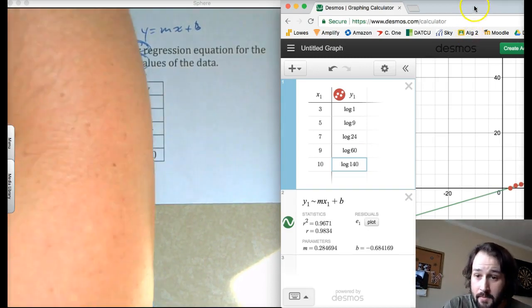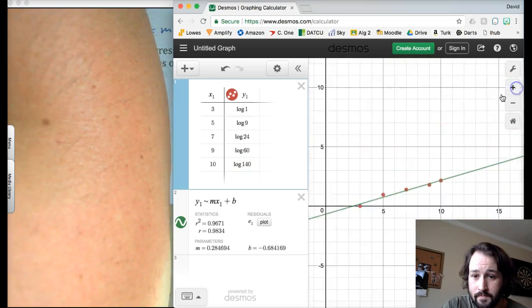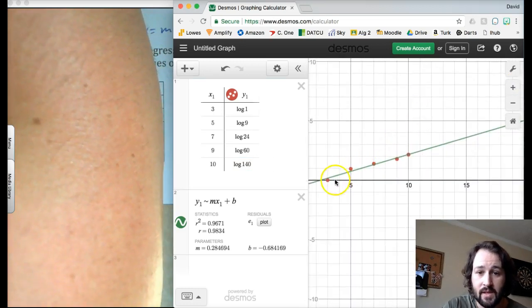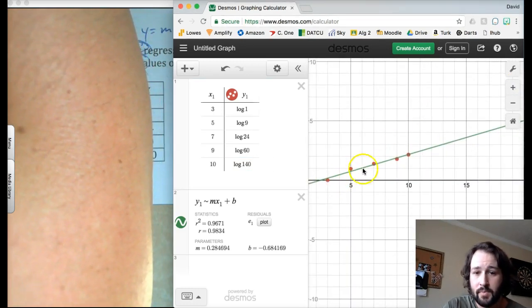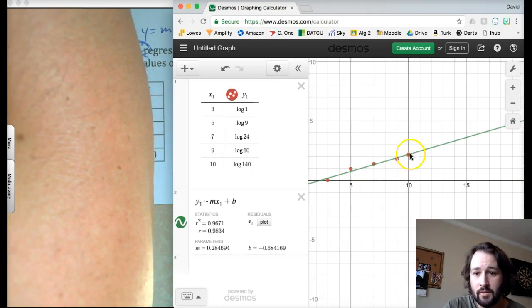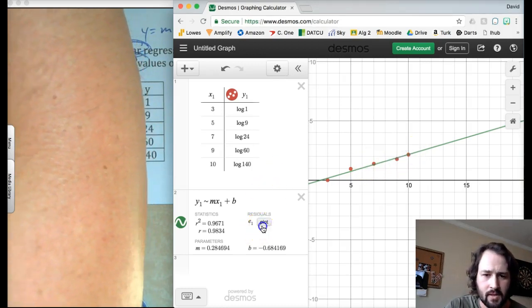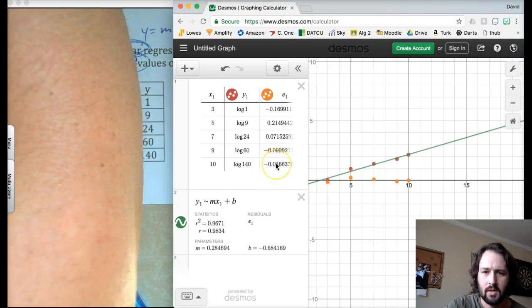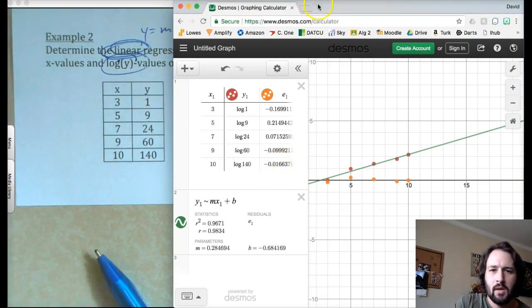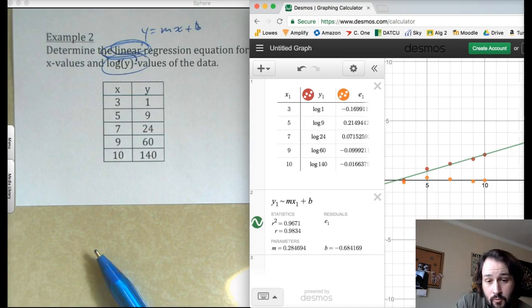So looking at it, if I zoom in a little bit, we see we have a line of best fit. That residual is below, that one's above, that one's above, that one's below, that one's pretty much on the line. So I wonder if it has any residual at all. Yeah, just barely. But we're pretty close. We're pretty good. So really that's it.